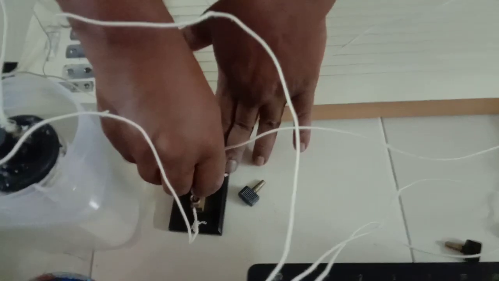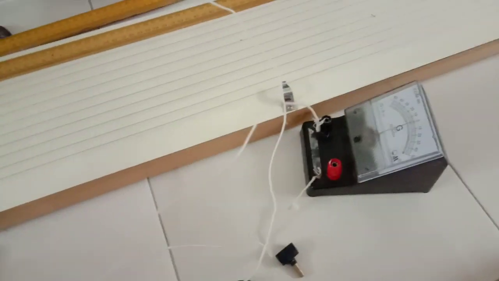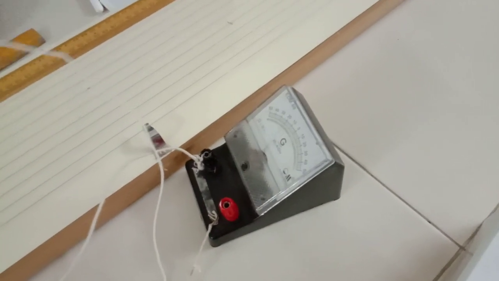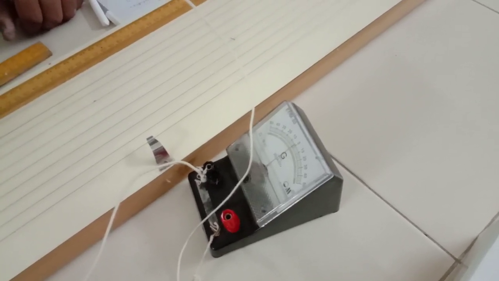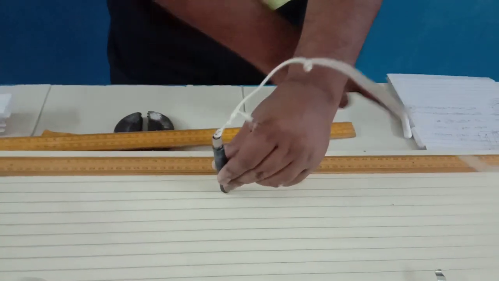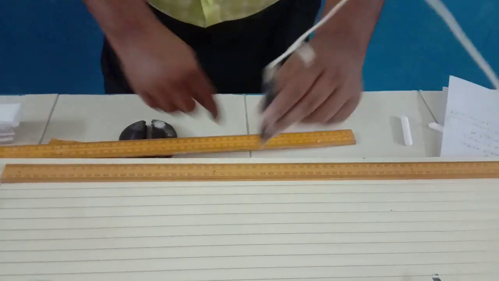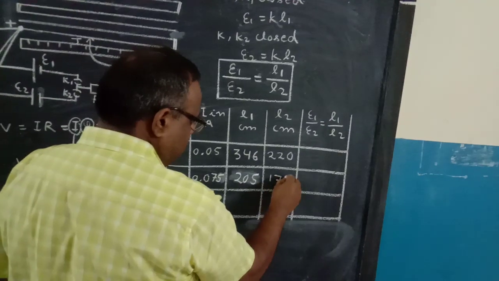Now if you take the second one, E2, this will be open, this will be closed. Now this will be this side, this will be this side. Now I am taking here, like this. So I am getting it approximately here. It means from this side it is coming around 174.